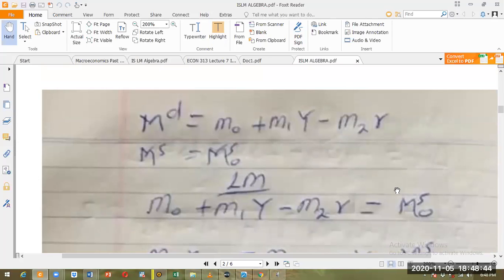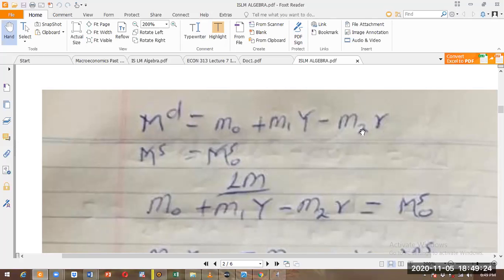Then when we go to the money market, we have money demand and money supply. Money supply is taken as autonomous, and then the money demand function depends on autonomous money demand, the part that doesn't depend on income or interest rates. This is what I was talking about earlier. For the liquidity preference theory, we saw that the precautionary and transactionary motives for holding money are positively related to income, which means that the higher your income level, the higher the amount of money that you hold for transactions and precautionary purposes.